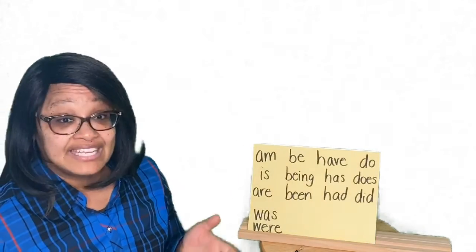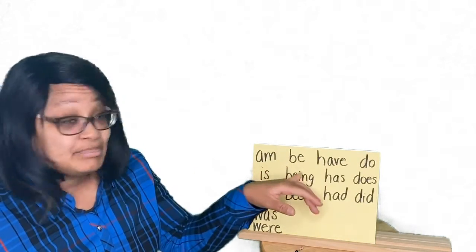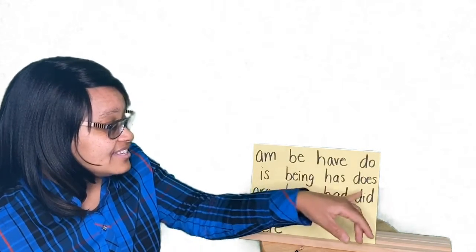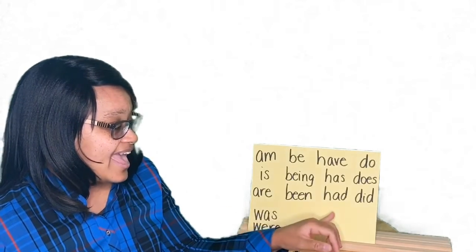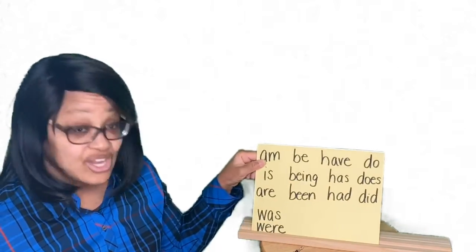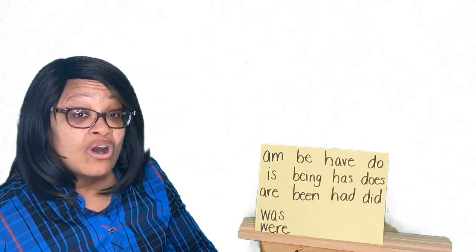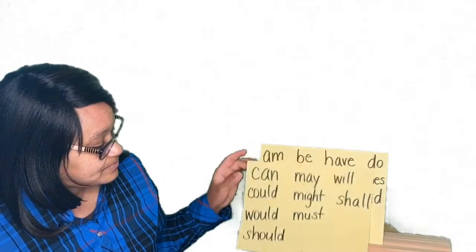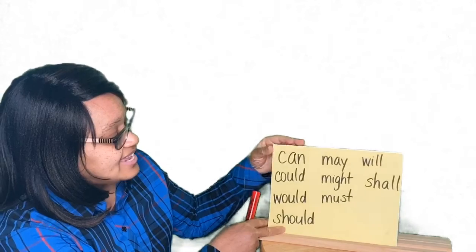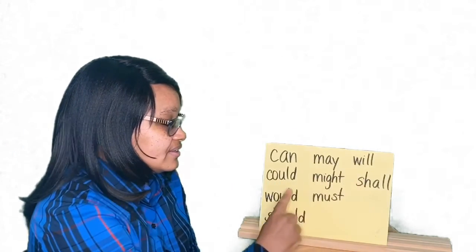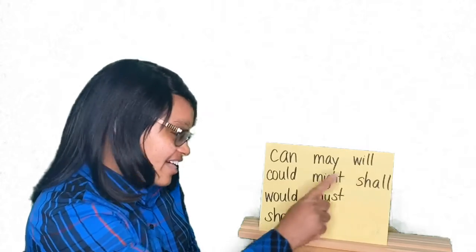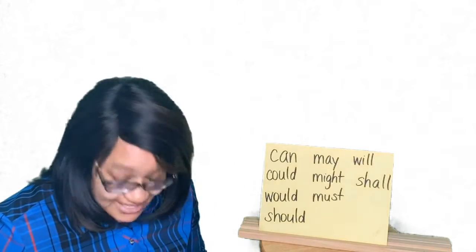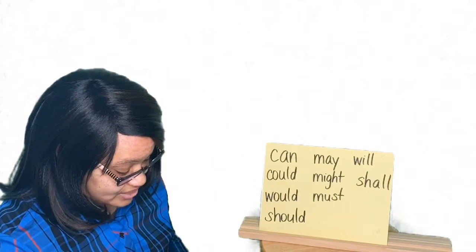Some examples of linking verbs are words like am, be, have, do, is, being, has, does, are, been, had, did, was, and were. We also have some linking verbs that kind of help, so we call them helping verbs. And so they are can, may, will, could, might, shall, would, must, should. So let's give you an example of how this works.